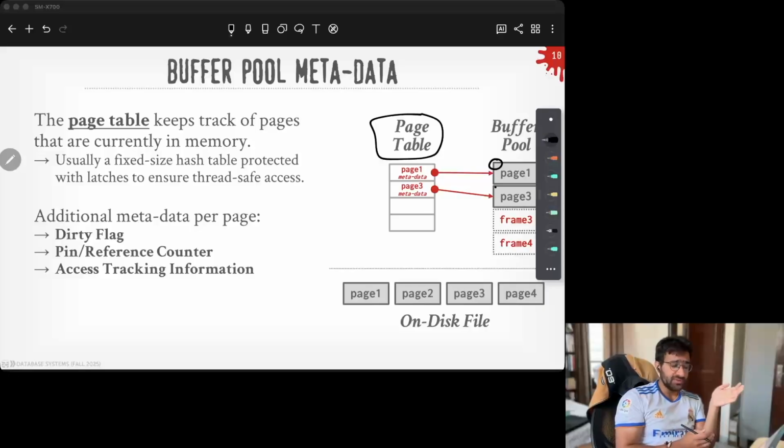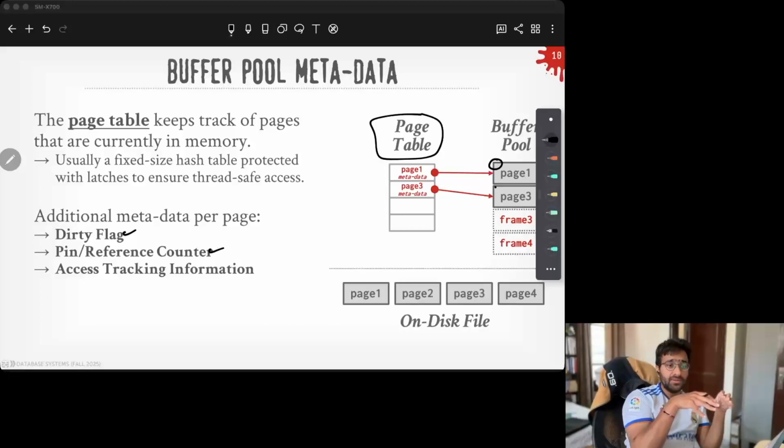So what does the page table store? It stores a bunch of metadata, like the dirty flag that says whether someone has written to this page. Then it stores a pin counter: if three queries are running and accessing the same page, they will pin the page three times. So there is a reference counter of how many people are actually referencing this particular page. And when the pin count goes to zero, then you know that this page is available for eviction.